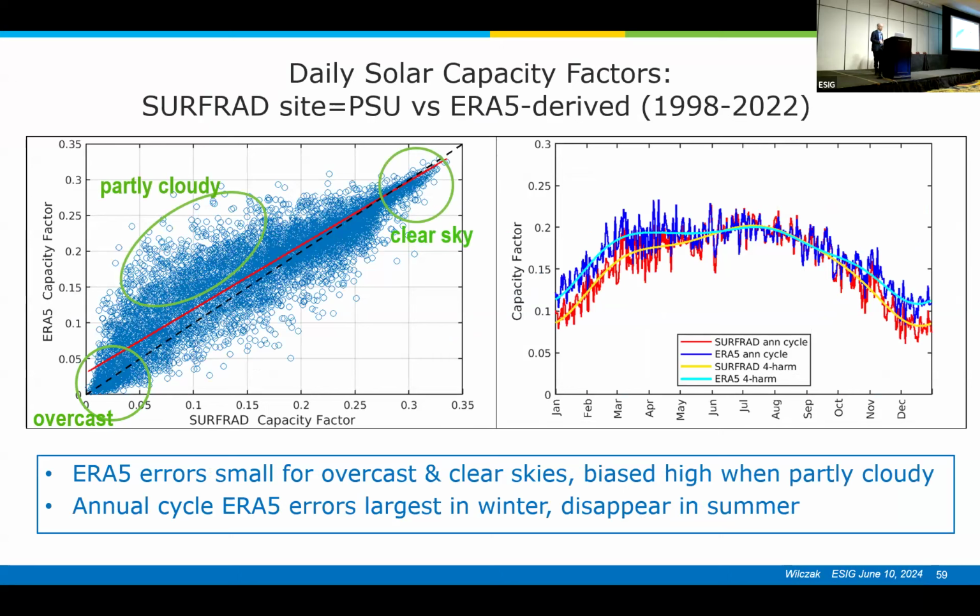And the right panel shows the annual cycle, where now the observations are in the red curve. The dark blue curve is the ERA 5 averaged each day of the year over this time period from 1998 to 2022. The cyan and the yellow curves are 4 harmonic fits to that data. And you can see that the ERA 5's biases are really constrained to the cold season period of the year, the worst in the winter, and during the summer months, they almost disappear completely.